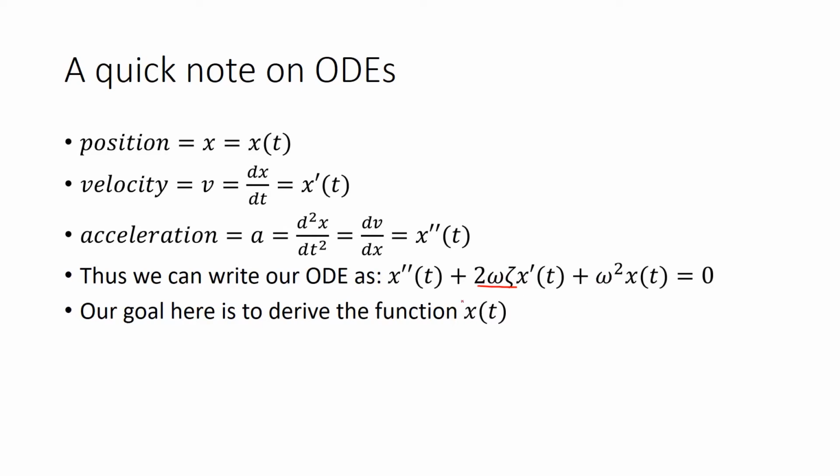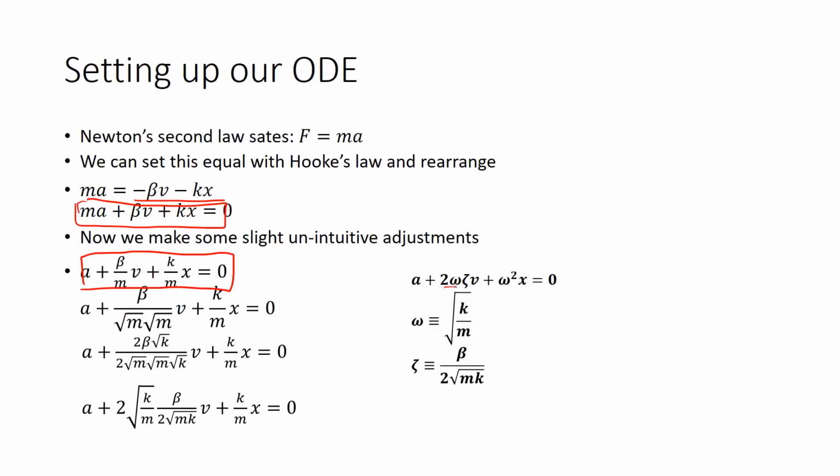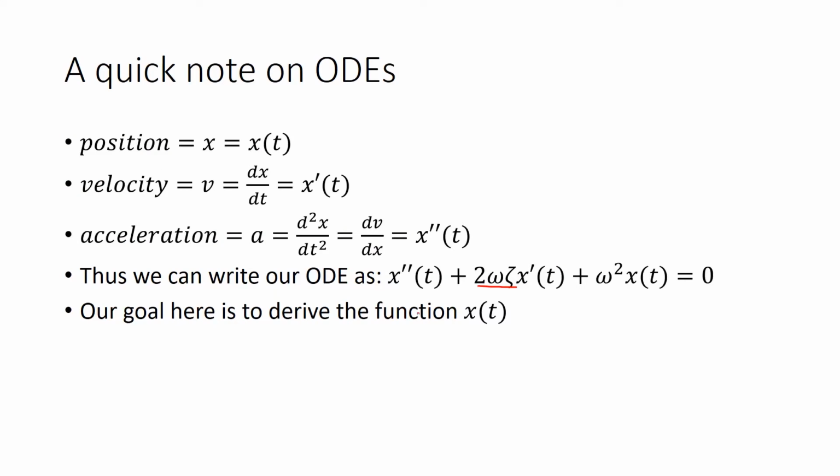Those are, at the end of the day, constants, because we pick our k, m, beta, 2, mk, all those values. We pick all that, so it's just a matter of finding what our x of t is here, and of course our x prime and x prime prime.